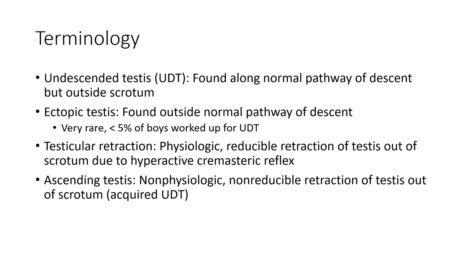An undescended testis, or UDT, is found along the normal pathway of descent but outside the scrotum. Ectopic testes are found outside the normal pathway of descent. This is very rare, in less than 5% of boys worked up for UDT.